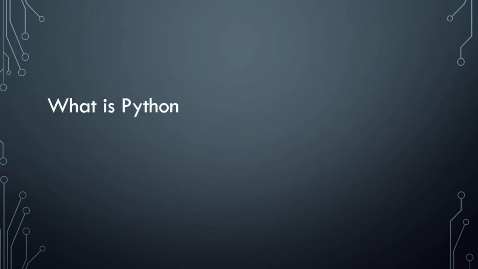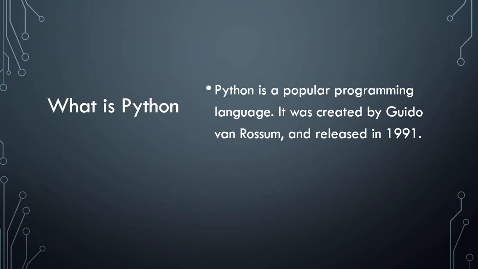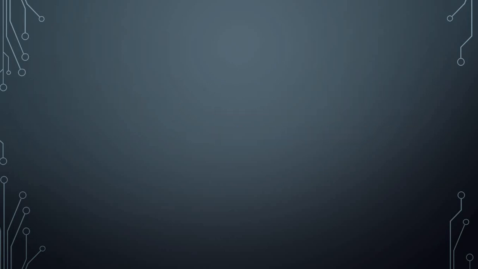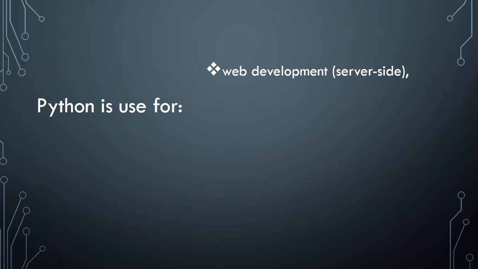What is Python? Python is a popular programming language. It was created by Guido van Rossum and released in 1991. A lot of people ask me, what can I use Python for? What can I use it for?